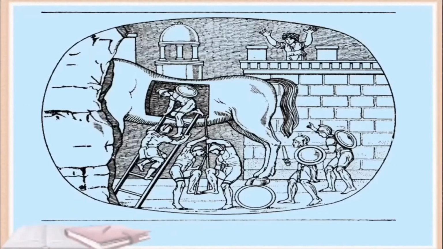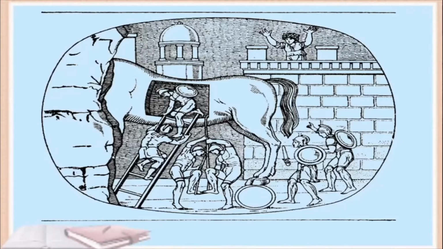Now in the middle of the night, what happened is you can see all the brave soldiers of Greece coming out of the horse. Okay, they stepped out of the horse and you know that the ships of the Greeks had not gone far away. Okay, they were hidden nearby.